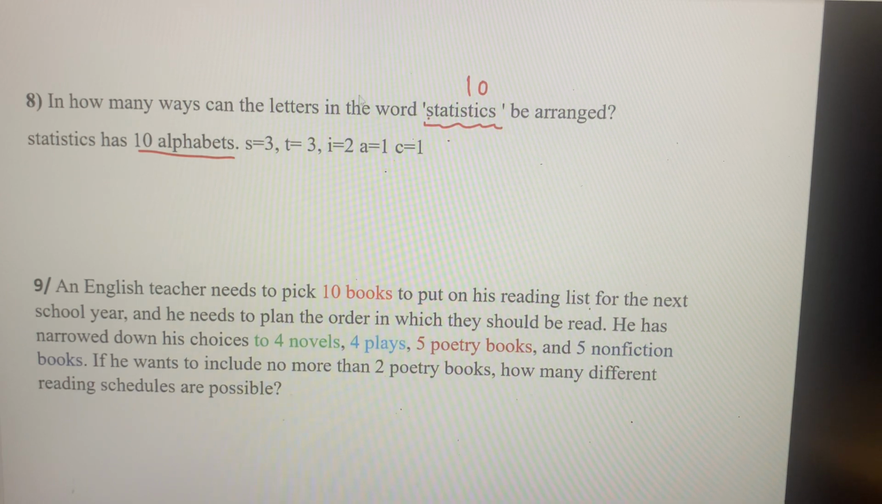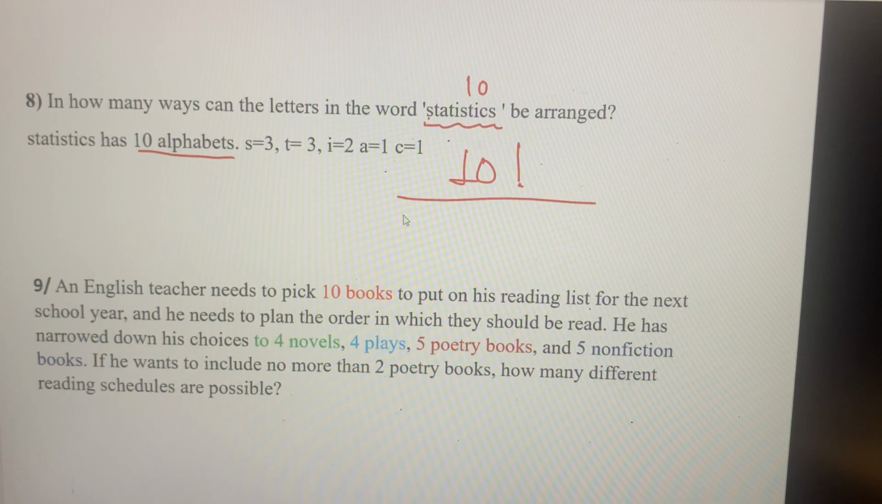So the formula for this one is simply 10 factorial over each repeated factorial: 3 factorial, another 3 factorial, 2 factorial, and then 1 factorial, 1 factorial, and another 1 factorial. If you apply this, you will simply get some number from the calculator. I just leave this one for you. Obviously, factorial means what?